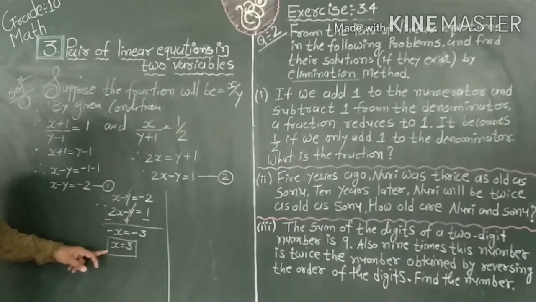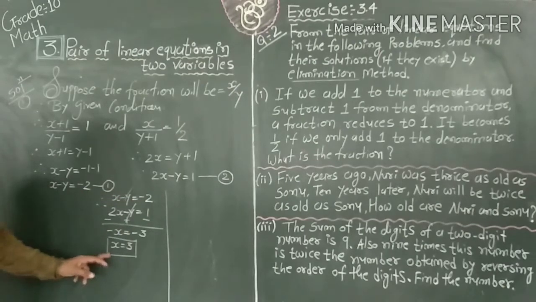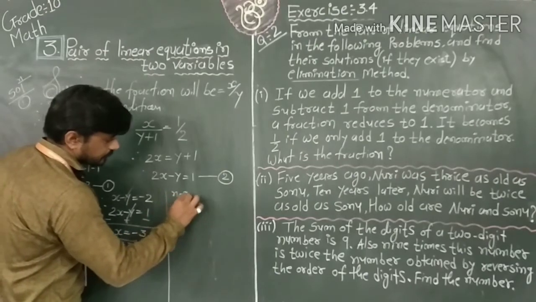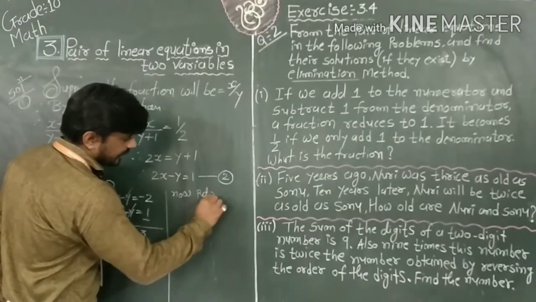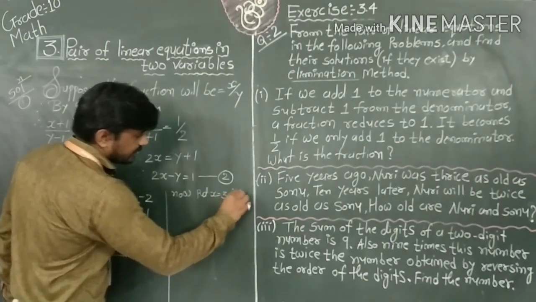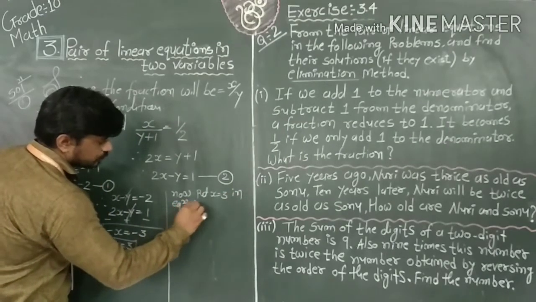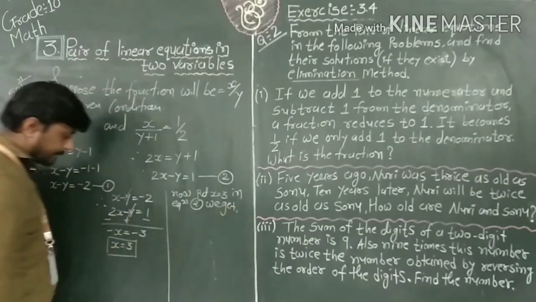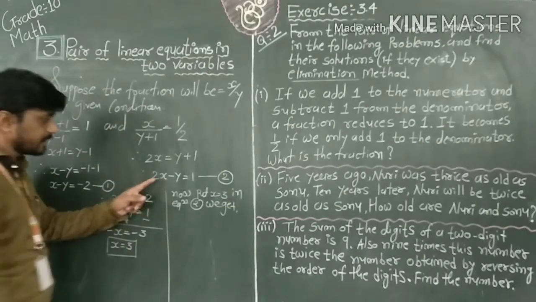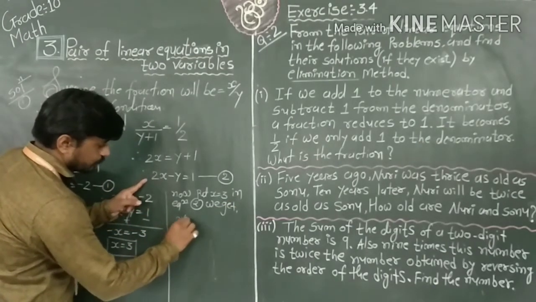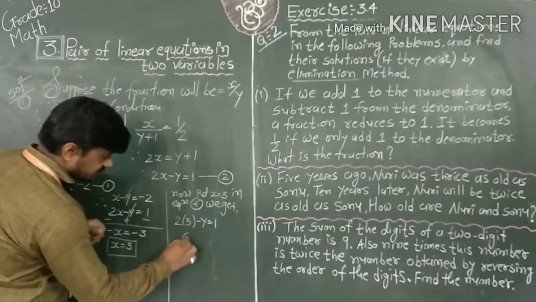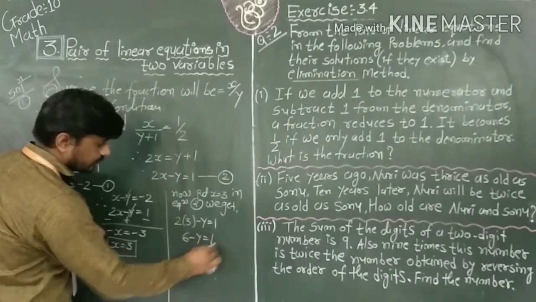Now put this value in any one equation. I put this value in equation 2. Now put x is equal to 3 in equation 2. We get 2 into 3 minus y is equal to 1. That means 6 minus y is equal to 1.